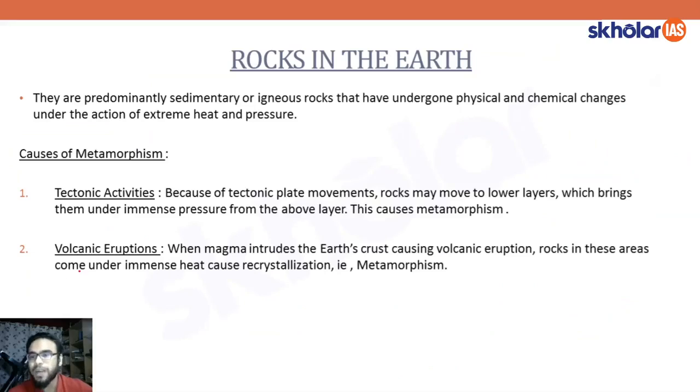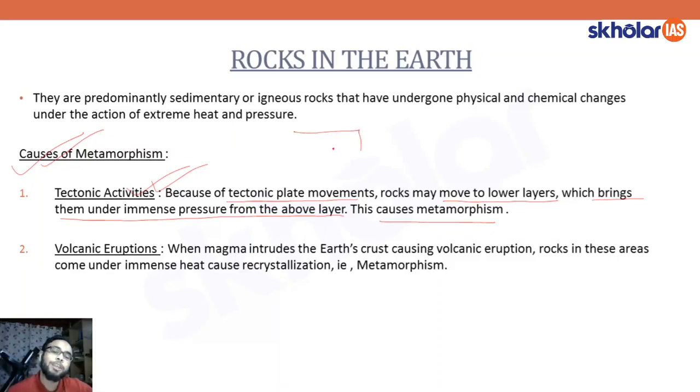Fine. So what are the causes of metamorphism, or why does metamorphism occur? The first one is your tectonic activities. Because of tectonic plate movements, rocks may move to the lower layers, which brings them under immense pressure from the above layers. This is metamorphism. Okay, this can be understood by an example. Tectonic activities. Now again, go back to your plate tectonics theory.